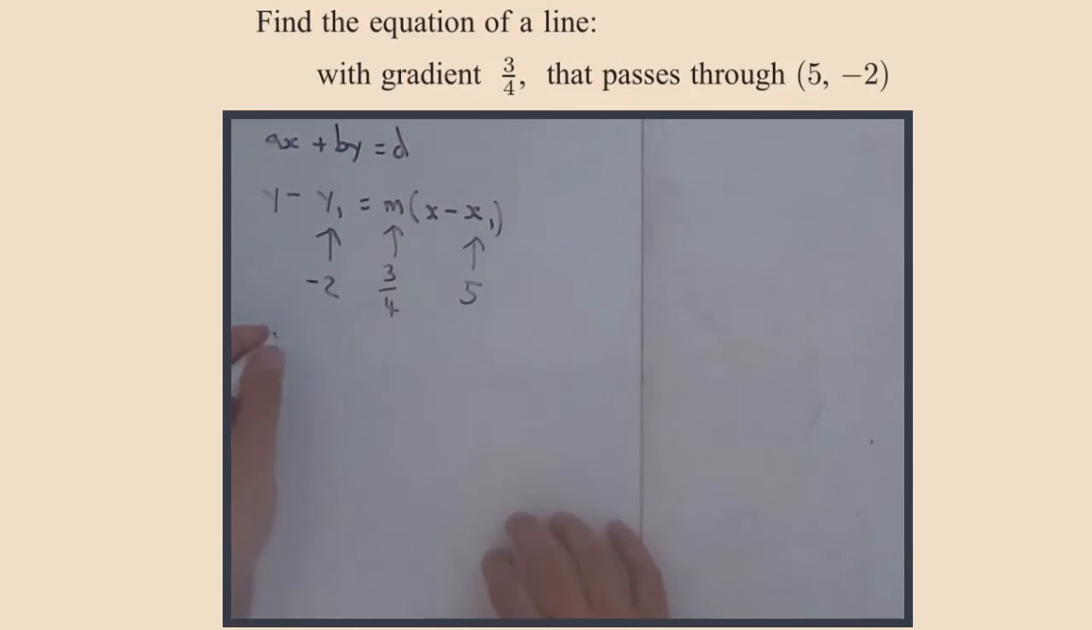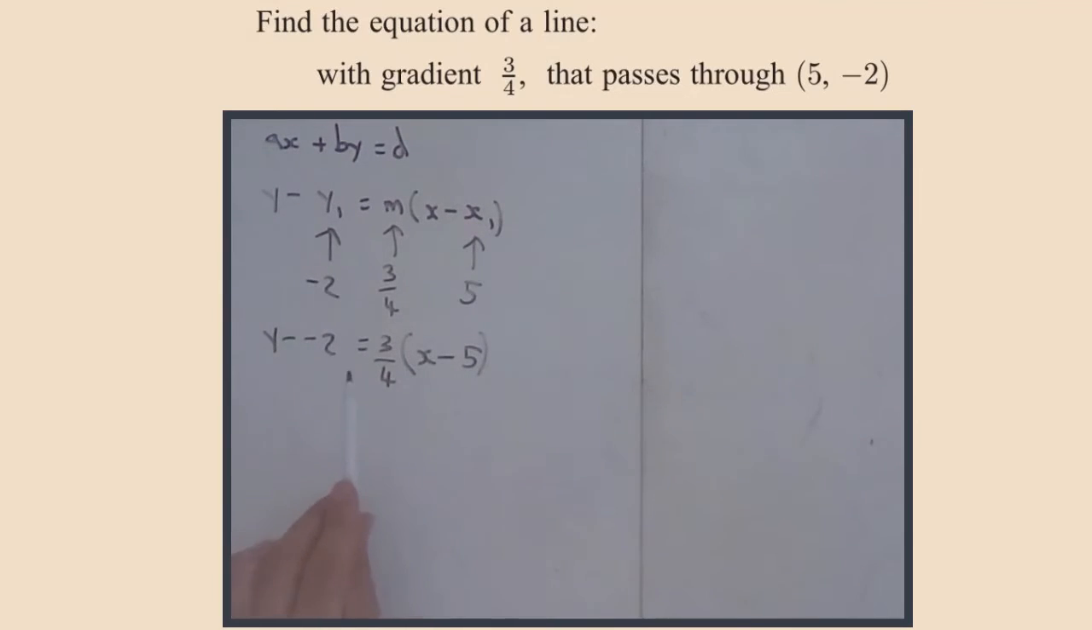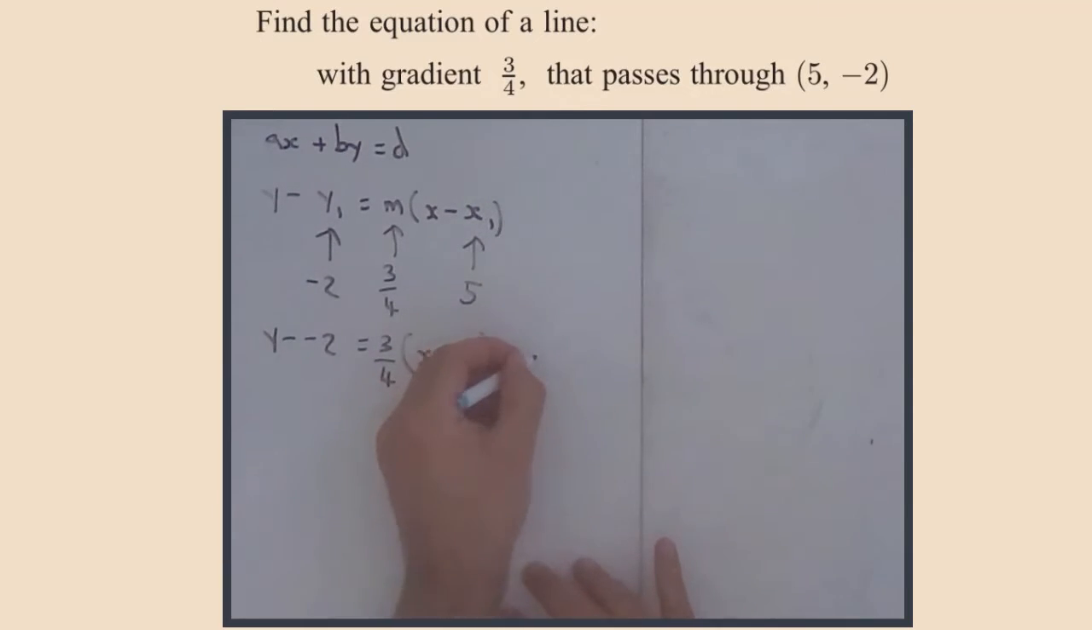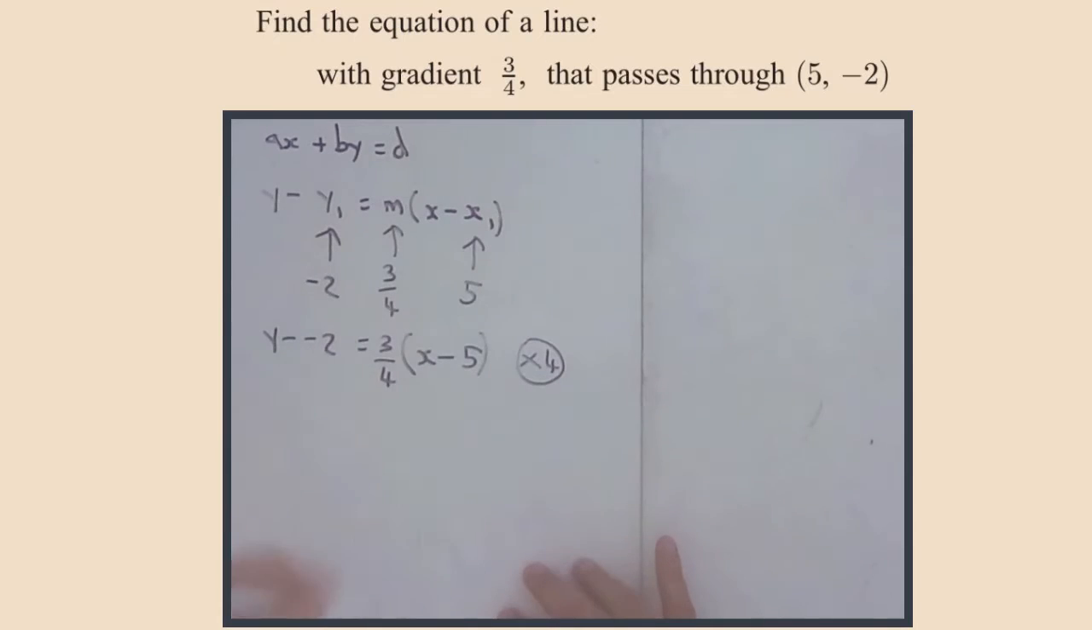So we're going to write y minus y1, so y minus minus 2 equals m, 3/4, x minus x1, which is 5. Now when you get something like this, I would avoid trying to expand this bracket when you've got a fraction. What you want to be doing is multiplying both sides by the denominator of that fraction. This is where a lot of people go wrong actually, so I'm going to times by 4 both sides.